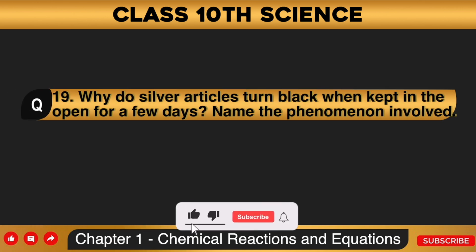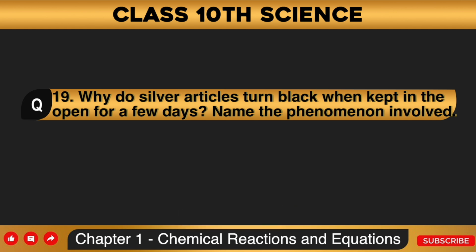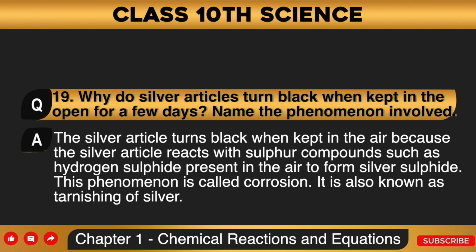Next question. Why do silver articles turn black when kept in the open for a few days? Name the phenomenon involved. Answer to this question is the silver article turns black when kept in the air because the silver article reacts with sulfur compounds such as hydrogen sulfide present in the air to form silver sulfide. This phenomenon is called corrosion. It is also known as tarnishing of silver.